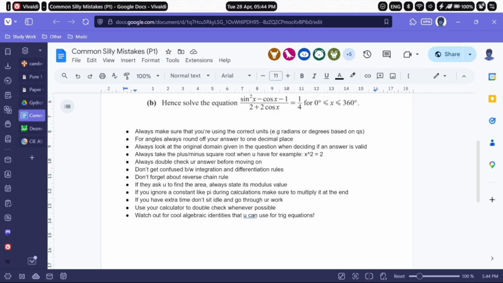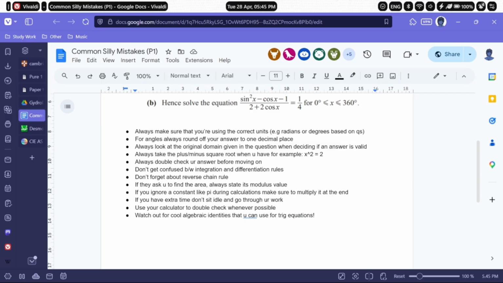Moving on, if you have extra time, so tomorrow is your paper, if you get any extra time, please don't sit idle. Don't look at other students solving the paper. Go through your work. If you have any solutions, and if you have enough time, you can input that into your given equation. Make sure that it's correct. Also, like I said, use your calculator to double check.